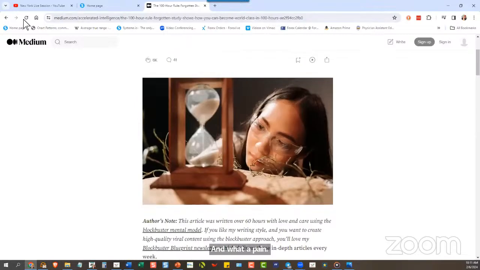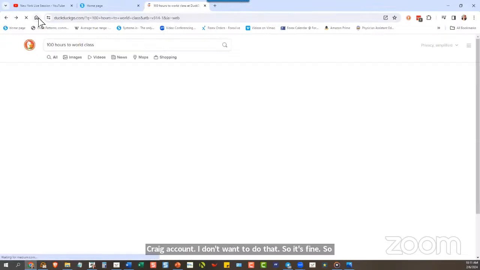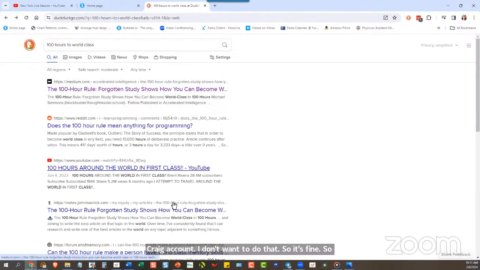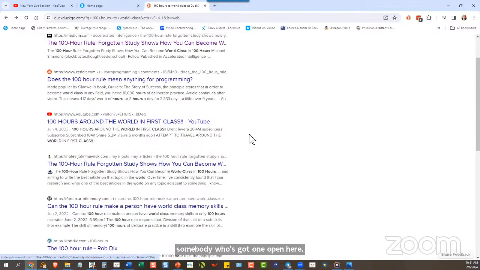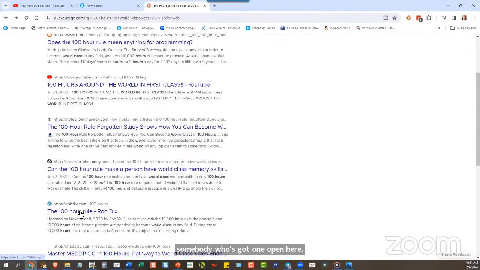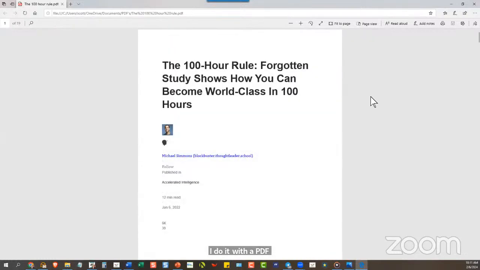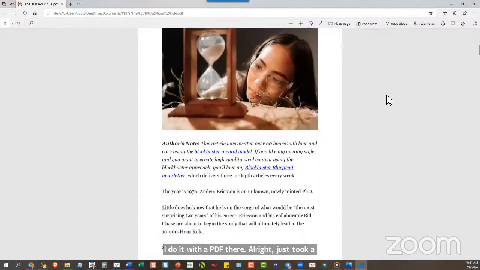Create an account. I don't want to do that. So let's find somebody who's got one open here. Oh, they took that down. Hold on. Well, I saved it off. Let me do it this way. I do it with a PDF here. All right, just took a screenshot of the whole page. All right, so they won't let me in. So there we go. Same thing.